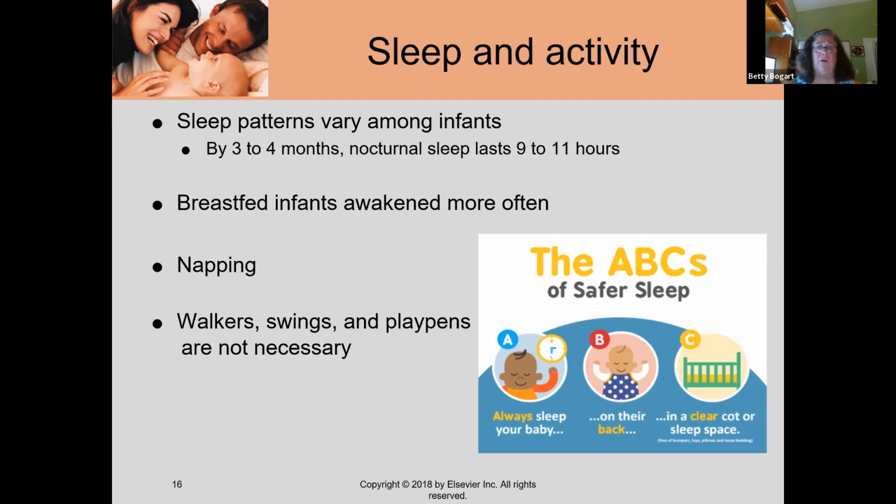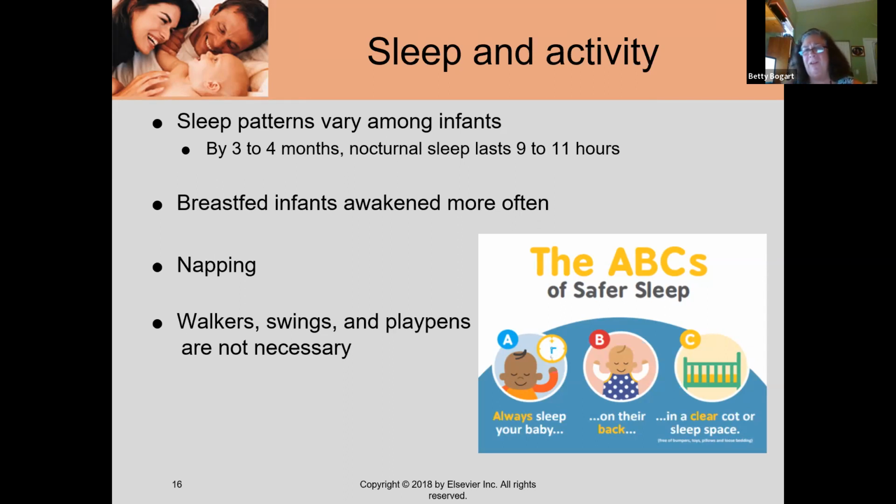They're saying that walkers, swings, and playpens are not necessary, but many of us use them. If you want to get things done, you want your infant next to you, you can watch them. You might put them in a swing because you think that movement is good for them, or in that playpen next to you.